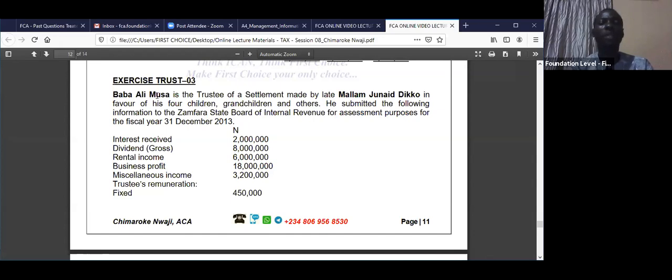Now, they say in favor of his four children, grandchildren, and others, he submitted the following information to the Zamfara State Board of Internal Revenue. That means, what does that tell you? It means that late Malam Junior is deemed to be resident in Zamfara State.